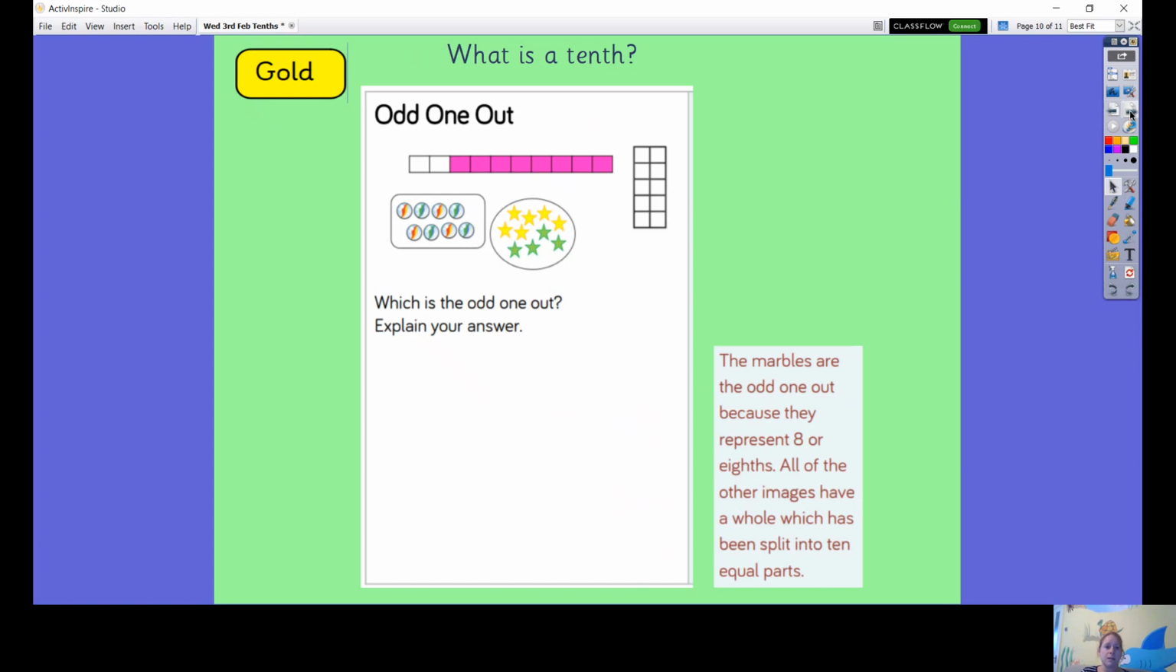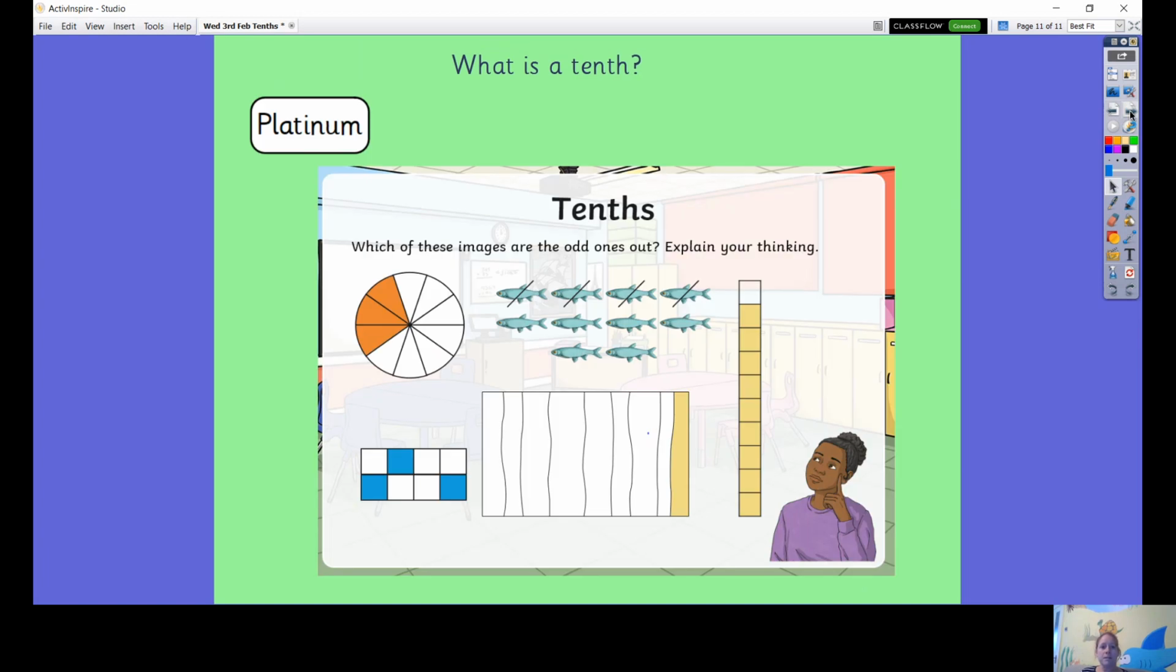Okay, so moving on to platinum. Which of these images are the odd ones out? Explain your thinking. So you can pause here and have a go at that. And when you've worked out the answer to that one, you can tell me on Dojo if you like, and I'll have a look and see if I think you're right. So try and explain why the one that you've chosen is the odd one out.